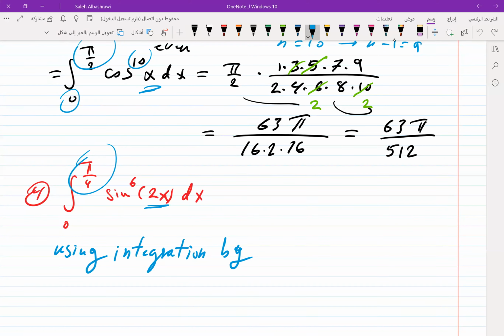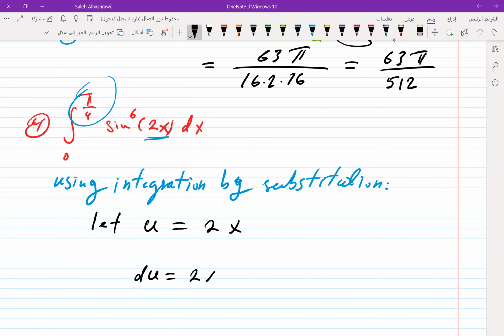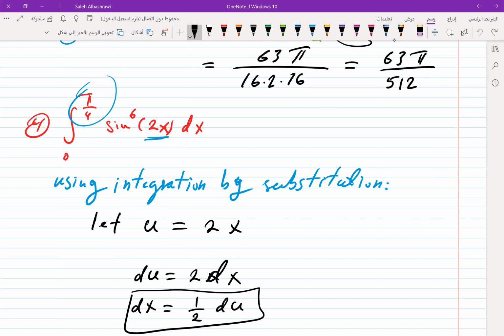Let u equal to 2x. Then du is 2 dx, and dx will be 1/2 du. Now for the substitution.